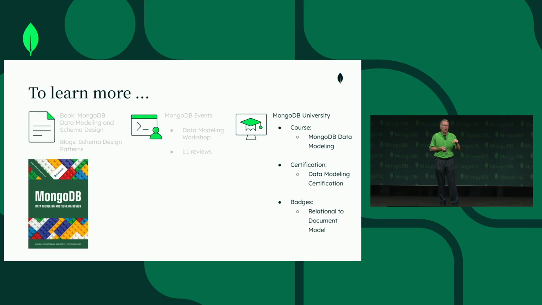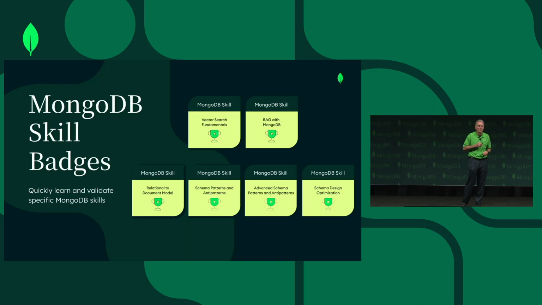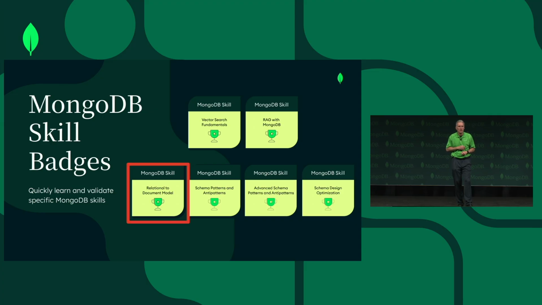For example, there's one that I really like about indexes. When I do reviews with customers, I realize that often those customers have misknowledge on how to create a compound index and misknowledge about how to read explain plans. So there is a little badge that covers these two very important concepts. So what we're going to do today is do one of those badges, this one. Relational to document model.